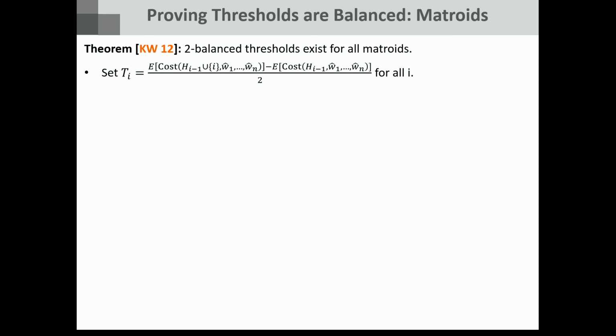Okay, so what is this? This term, h sub i minus 1, are the secretaries that you've already hired when you process i. So this is the expected cost of h sub i minus 1 union i. So if you were to accept i, this would become your new cost, minus just the expected cost of if you didn't accept i, all divided by 2. So this is kind of like the expected marginal cost of adding element i to what you have so far, at least according to this specific definition of cost.